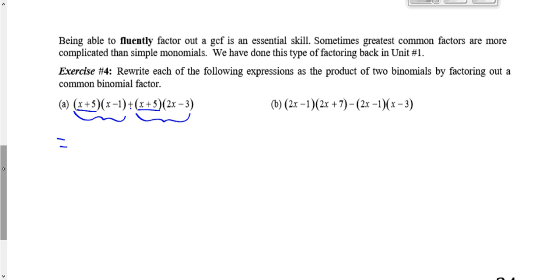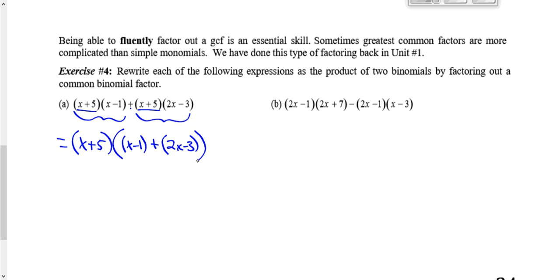Watch. So here it is. Here's my x plus 5. And so what gets left inside the parentheses now? So I have x minus 1 plus what? 2x minus 3. You see how it's just like what we did up top? You just got things wrapped in duct tape here to act like one thing, that's all.